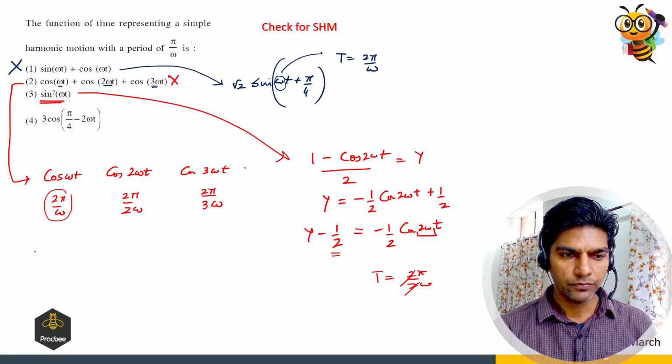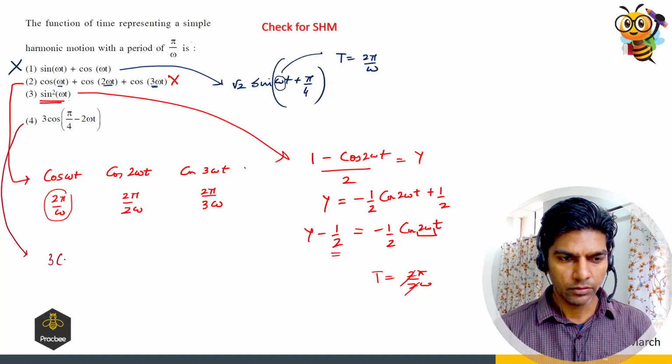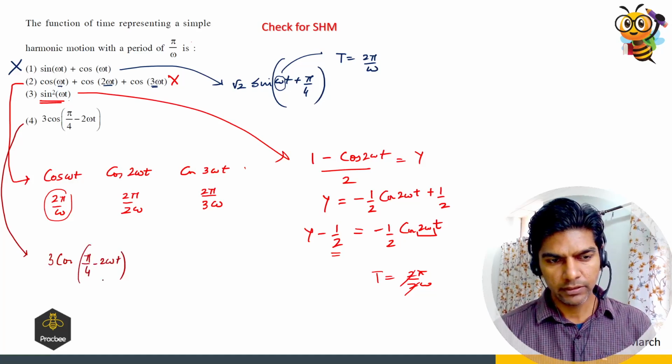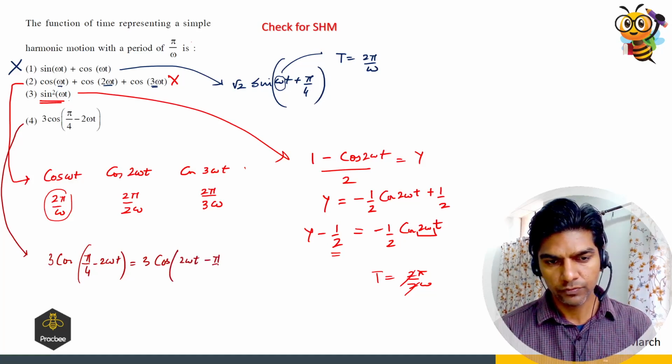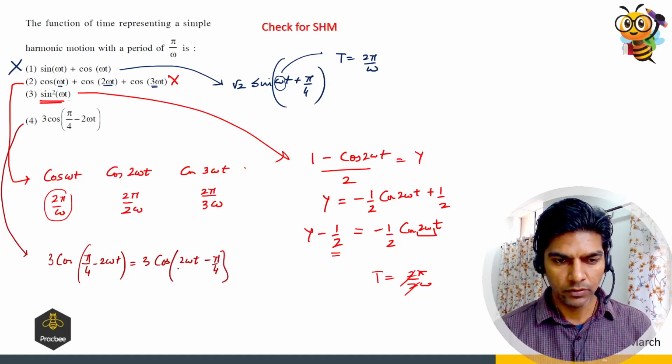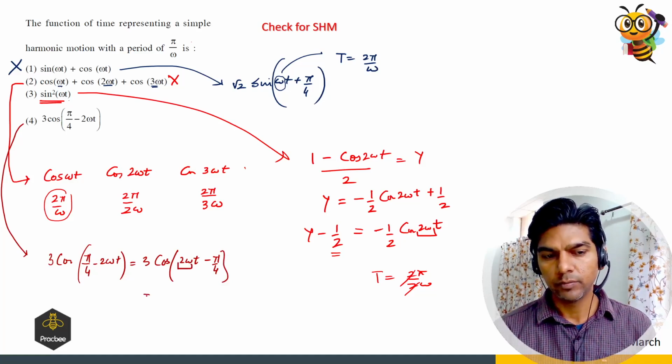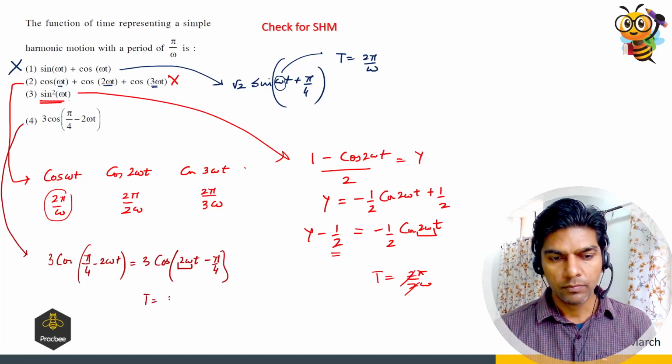In case of option number 4, we have 3 cos of pi by 4 minus 2 omega t, and we can write this as, we know the cos of minus theta is equal to cos theta, so this can be written as 3 times cos of 2 omega t minus pi by 4. So we can say the angular frequency is 2 omega. Again, we are getting the time period as pi by omega, right?